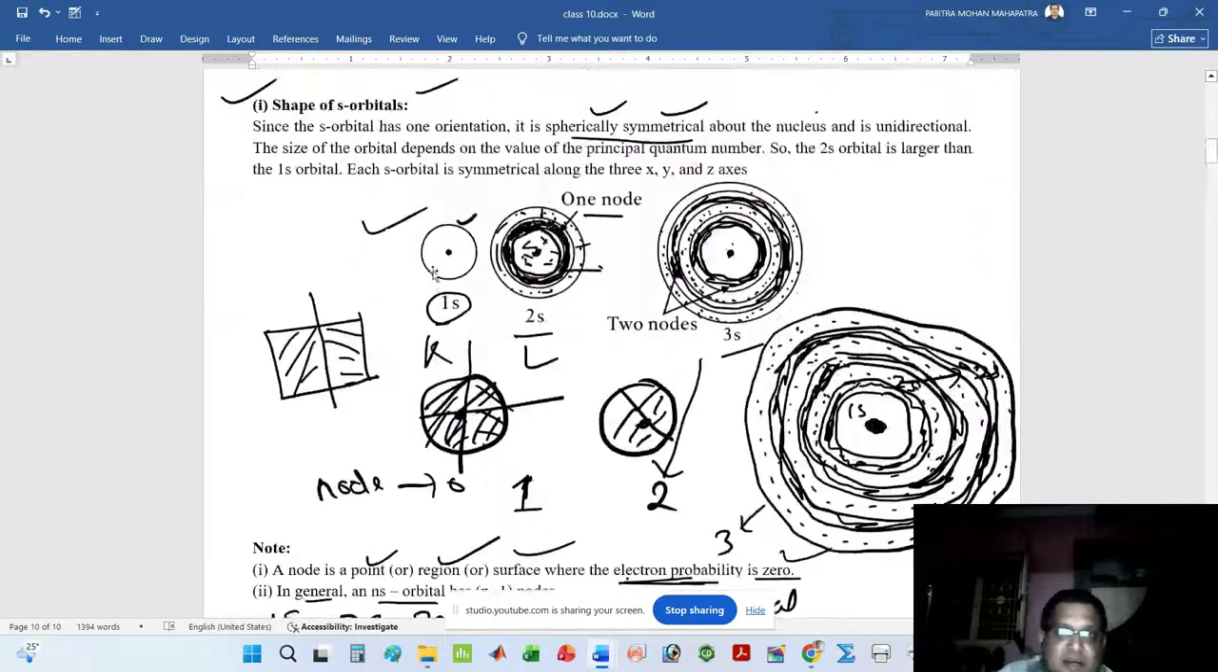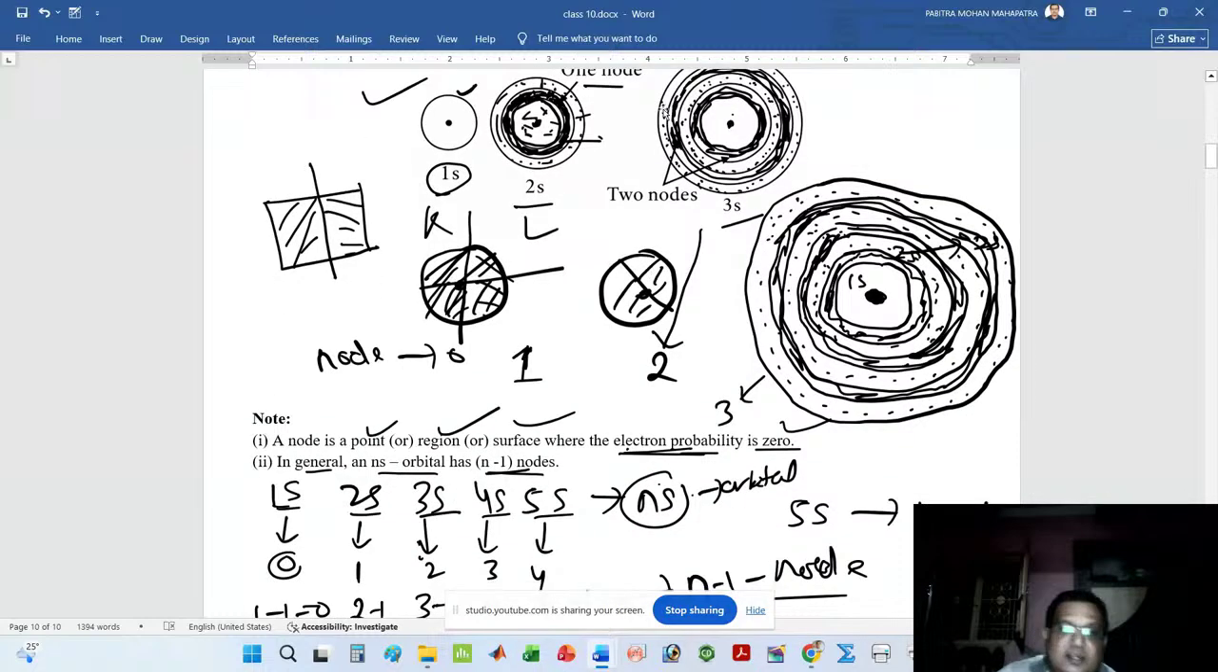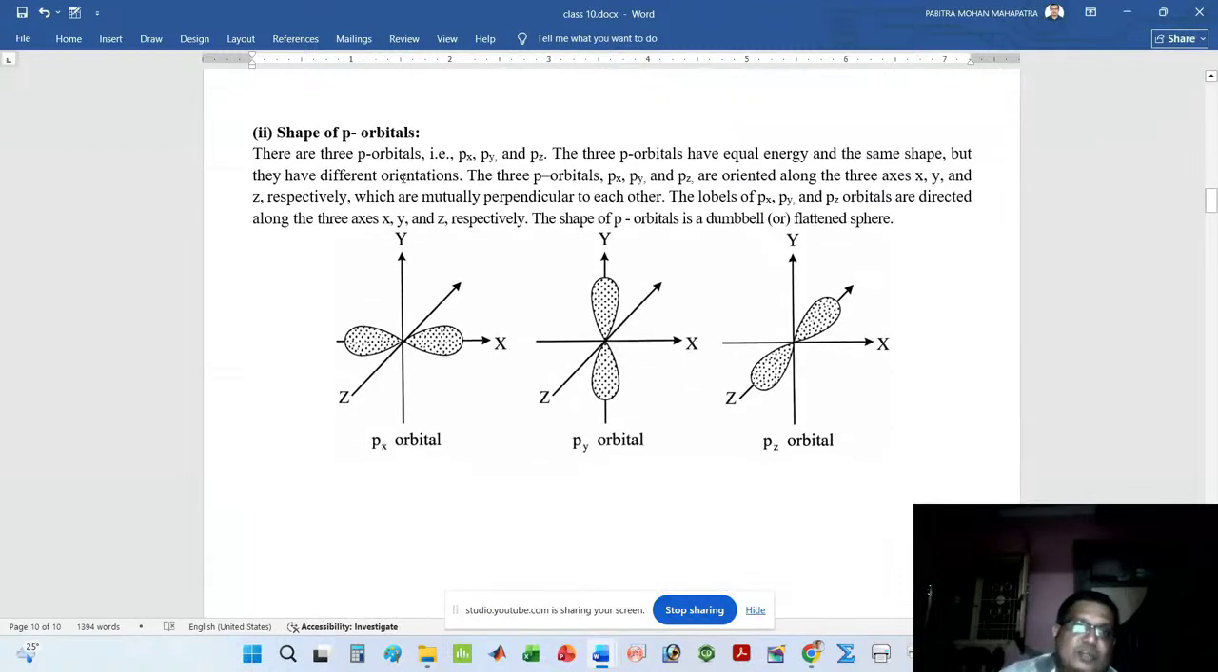This is all about the shape of the s orbital. A 1 mark question will always ask, what is the shape of the s orbital? Your answer is spherically symmetrical. Next, move to the shape of the p orbital. There are three p orbitals. Already we know that px, py, pz. The three p orbitals have equal energy. Px having, suppose, x energy, then py has almost x energy, pz also x energy. That means all three orbitals have the same energy and the same shape.